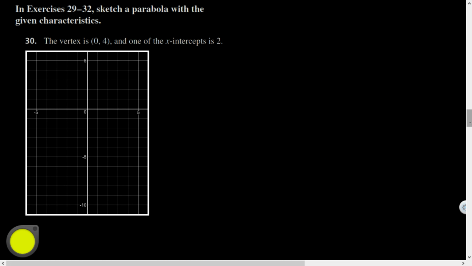All right, last one real quick. I love this one. This one's like clues. Sketch a parabola with the given characteristics. All right, vertex is at 0, 4. So plot it. There's my vertex. And it says one of the x-intercepts is 2. So if the x-intercept here is 2, how could I draw a parabola with only 2 points?